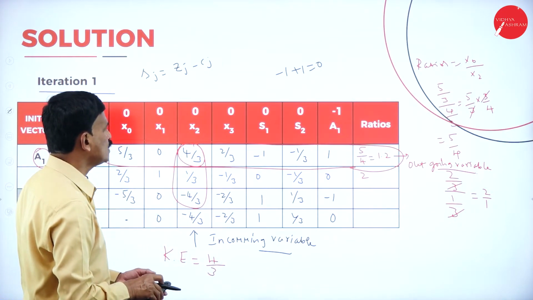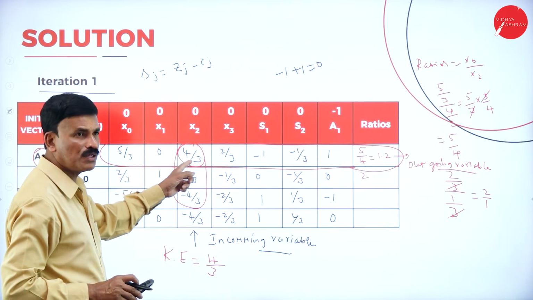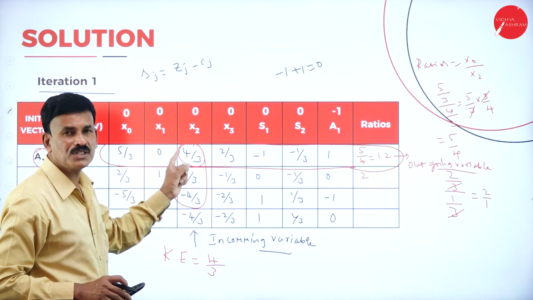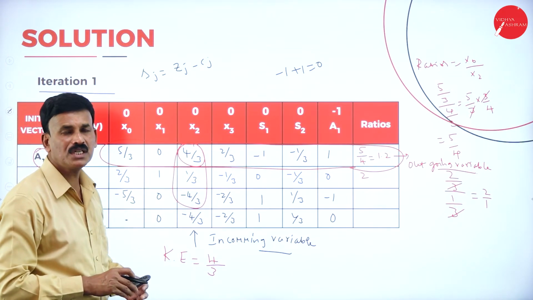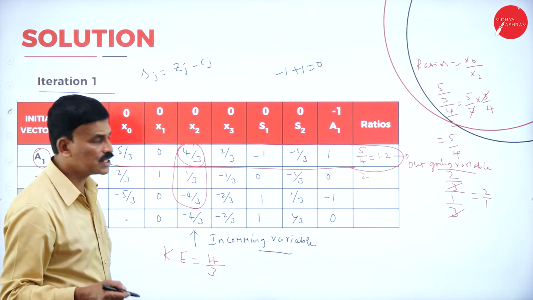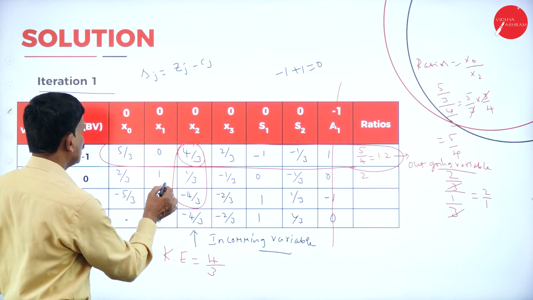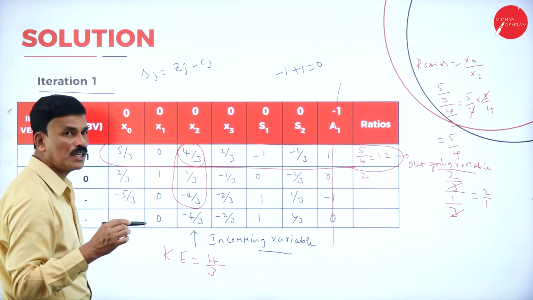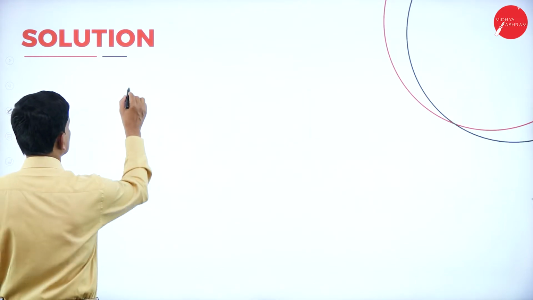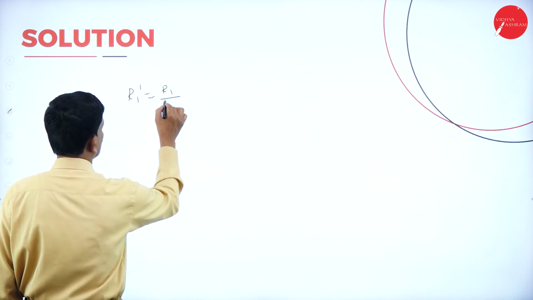Now just convert this 4 by 3 by dividing the entire row by 4 by 3. So then this will convert to 1. Convert 4 by 3 as 1 and 1 by 3 as 0 by using the elementary row operation in the next iteration table. So now I'll go to the next iteration table. Convert this 4 by 3 as 1 by dividing the entire row by 4 by 3. Now let us come to this. R1 dash is equal to R1 divided by 4 by 3.